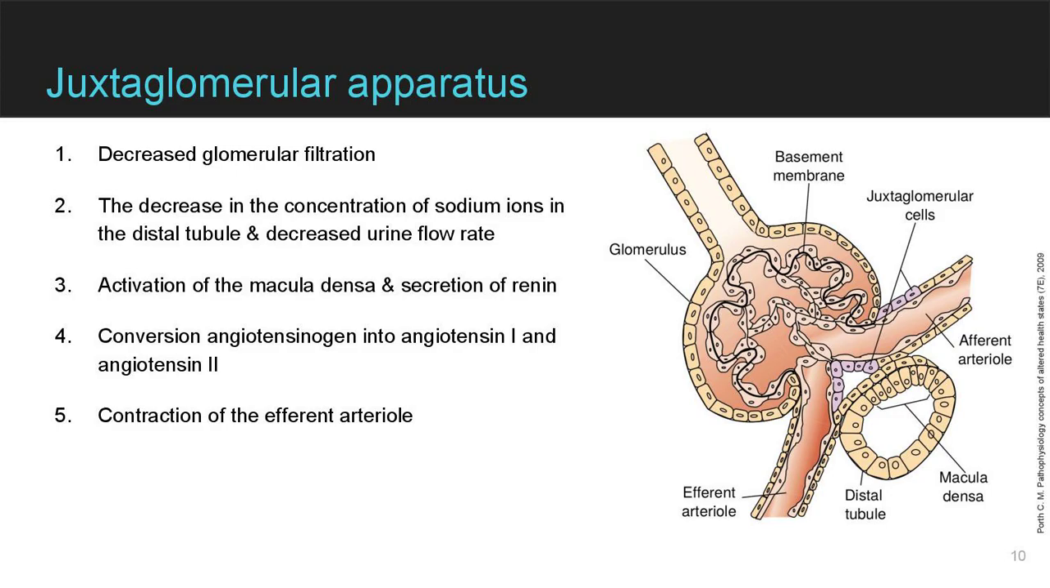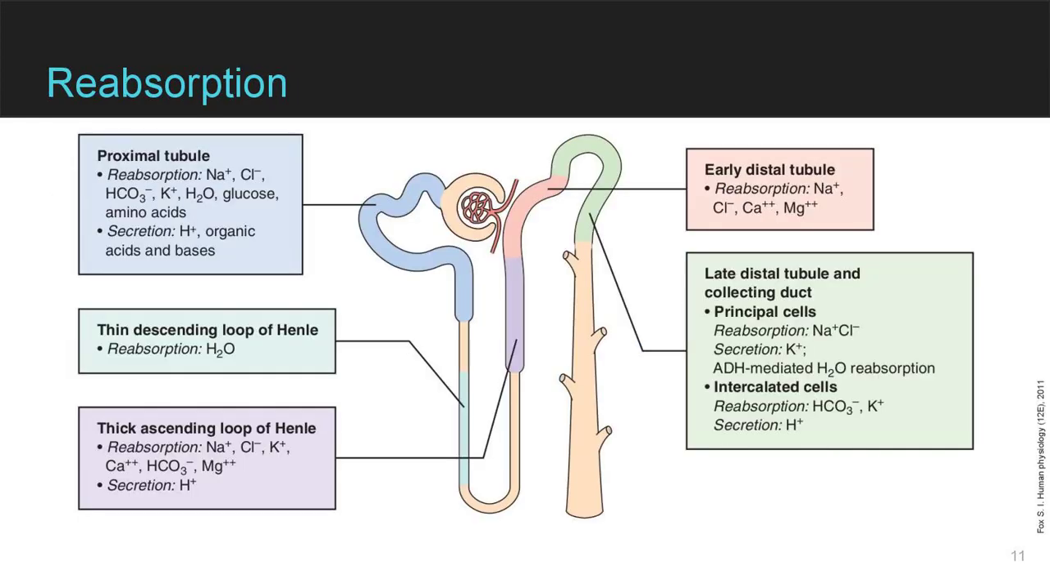The result is a contraction of the efferent arteriole, this one. The whole result is an increasing of difference between diameters of afferent arteriole, this one, and efferent, this one. And the end result of this action is the production of more and more primary urine.